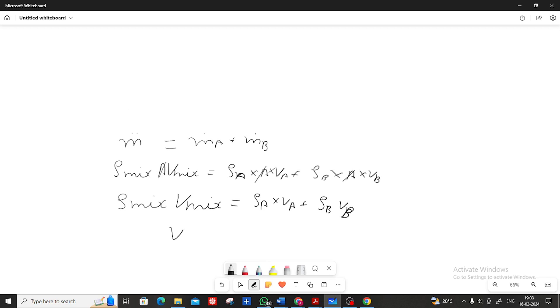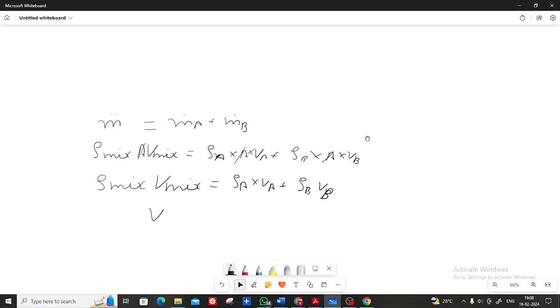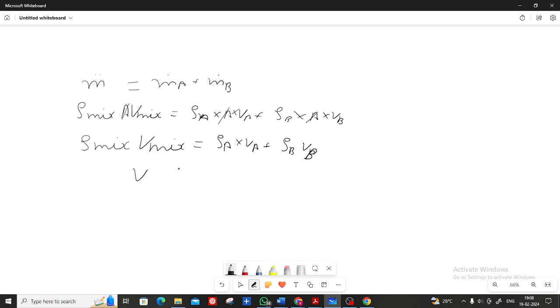Now we need to calculate velocity of mixture. Velocity of mixture is equal to density of A upon density of mixture into velocity of A plus density of B upon density of mixture into velocity of B.